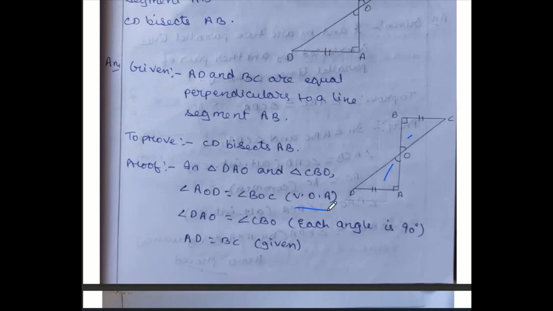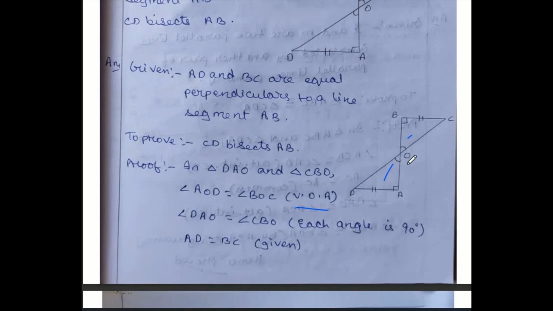Now, second condition, second equal parts. For this triangle, this angle, that is DAO, and for this triangle, angle CBO, both are equal because each angle is 90 degrees. And third, AD for this triangle, BC for this triangle, both are already given equal. It was already written there in the given parts: AD and BC are equal perpendiculars. So both the triangles are congruent. But this time our condition is angle, angle, side. Angle, angle, side. Both are congruent.